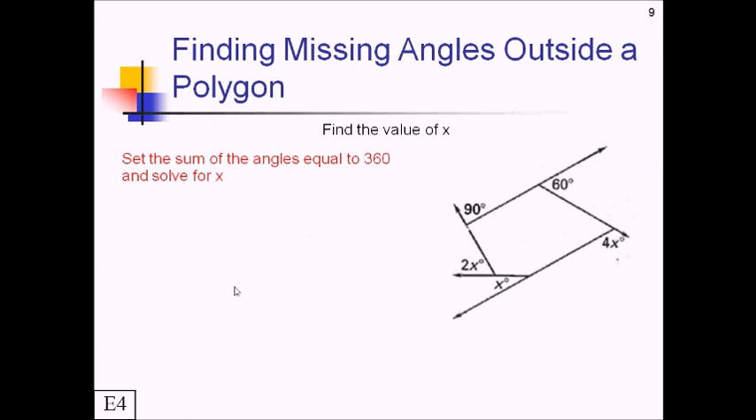So we've got all of these being added up with 360 on the other side. All those x's add up to 7x, and we've got 150 also on this side. Subtracting 150, that's going to be 210. And man, looks like we don't even need the calculator for this. Dividing by 7 is going to give us 30.